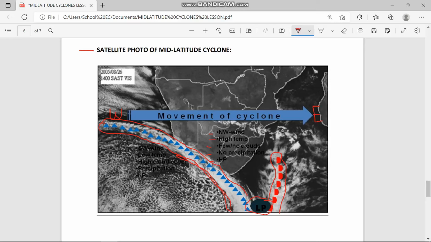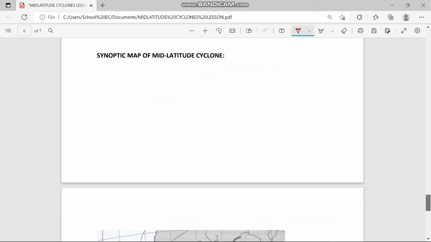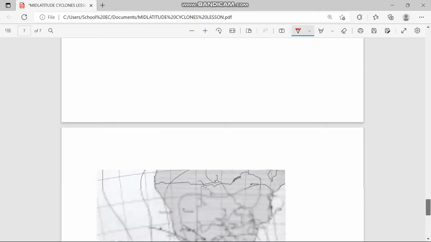So on this side, southwesterly winds, low temperature, high cloud cover, precipitation, low pressure. Air keeps rising on this side because the cold air is becoming dominant. Okay, yes, on the surface. Okay, let's go down to the synoptic map of a mid-latitude cyclone. This map is the one that is mostly used during examinations.